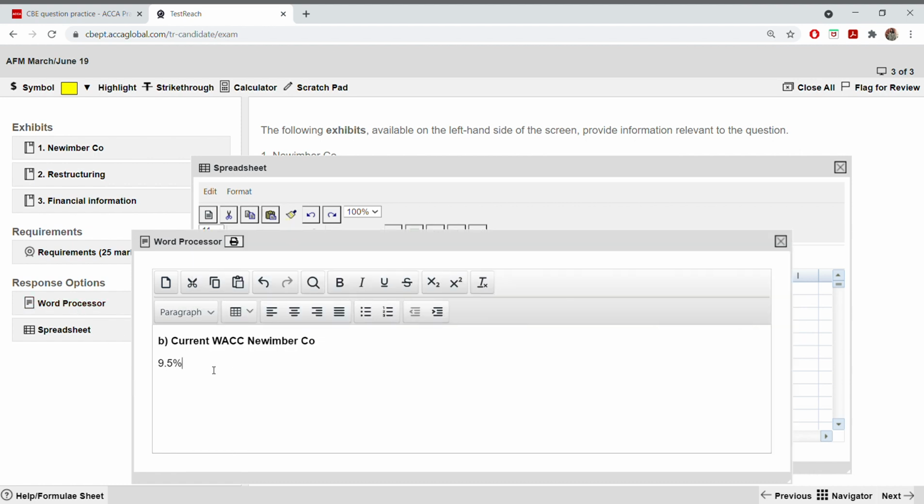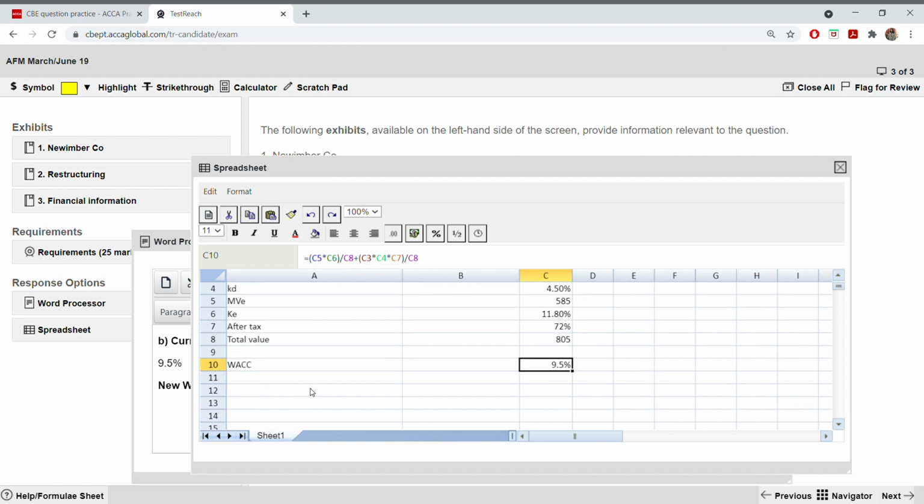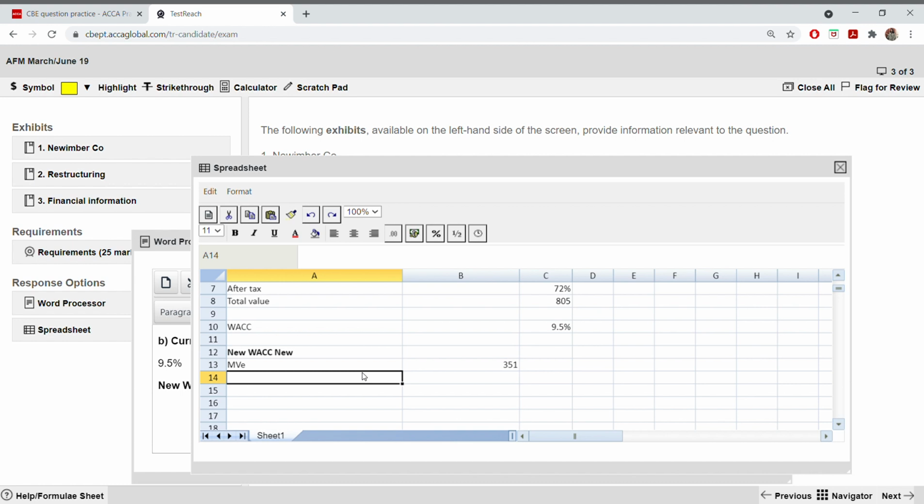Now the new WACC, new member company. Just write the name, new. Now they have already given you, just bold it out, the market value of equity. It is what? 351. I'm going to write here 351, 351 million.